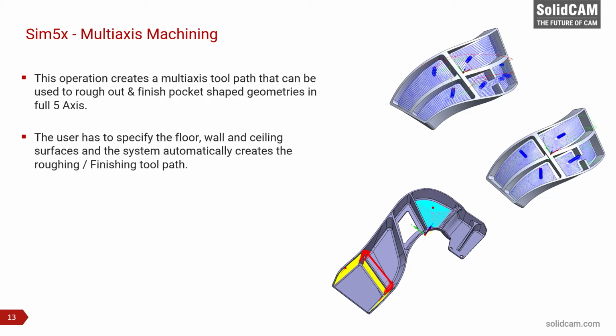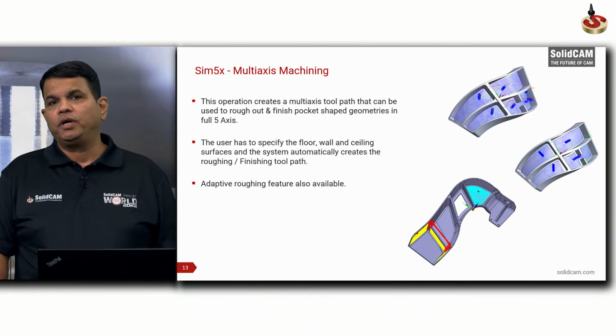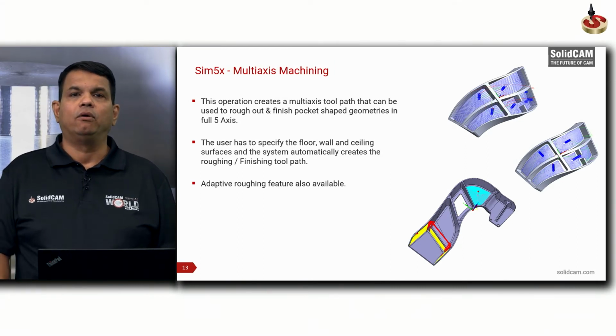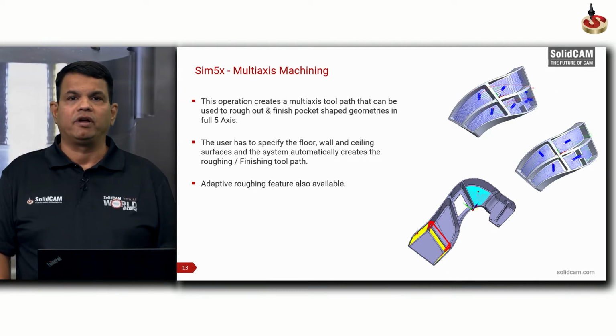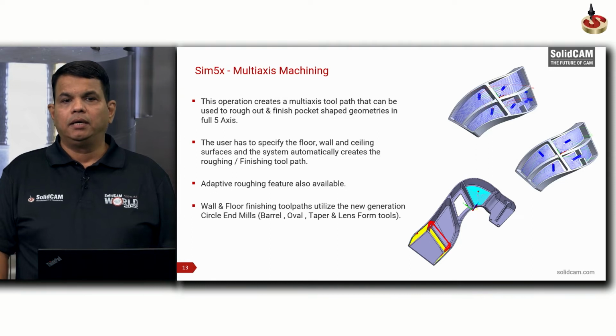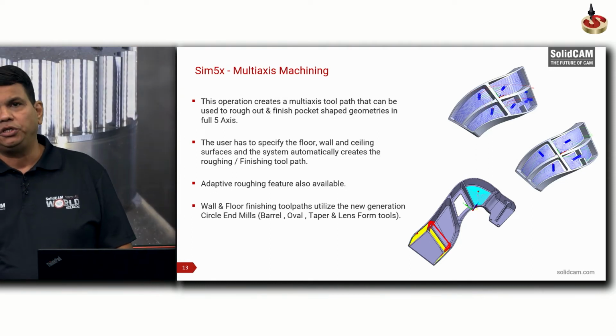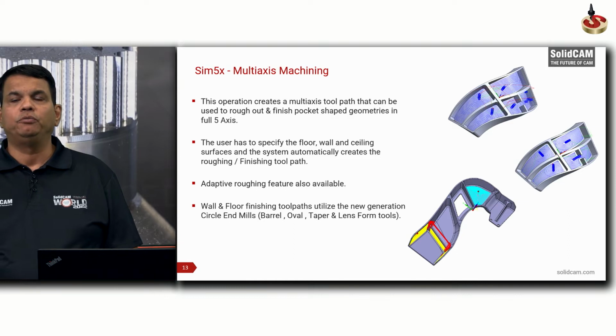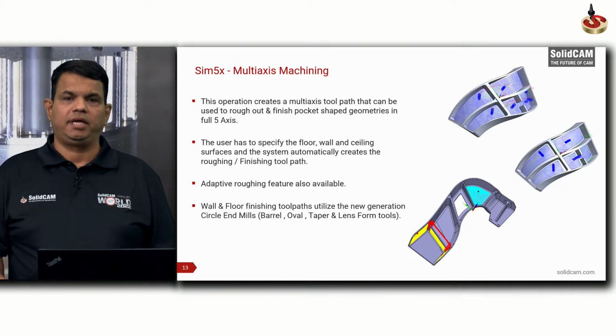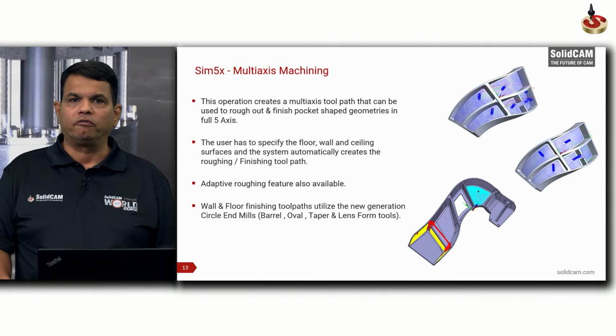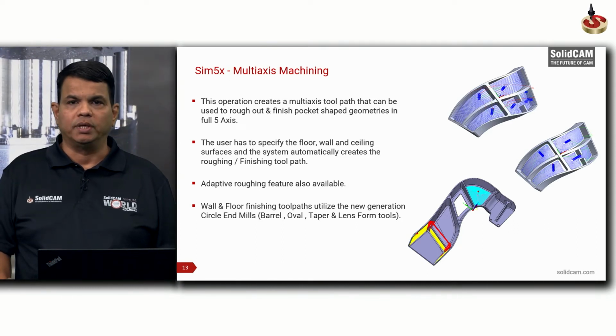In the multi-axis finishing toolpath, the user has to specify the floor and the wall, and the toolpaths are created automatically by the software. We also have the possibility of an adaptive roughing feature in full 5-axis. The wall and floor finishing toolpaths use the new generation barrel tools, and they can also use ball nose, bull nose, or flattened mill for generating the toolpath.